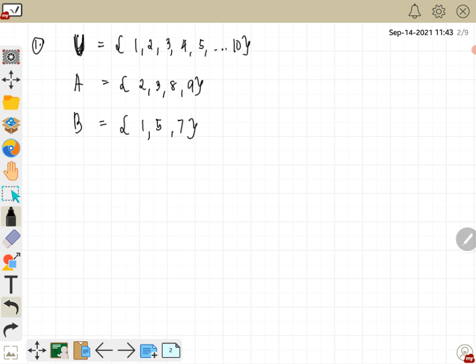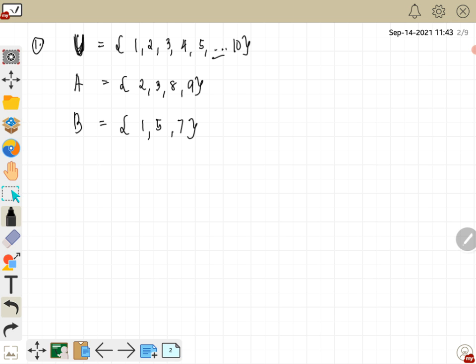Then, if we're going to draw a Venn diagram of this set, we have our U. Recalling that our universal set U is the biggest set, or the entire set, the set that contains all other sets under discussion. So A is contained in U, as you can see. The elements of U are 1, 2, 3, 4, 5, 6, 7, 8, 9, 10. The dots signify that it is continuous until 10.